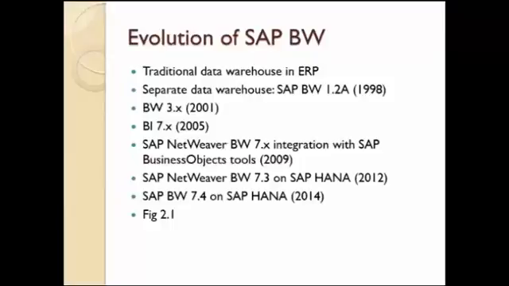And then over the years, BW has gone through different versions. To describe the major developments, BW 3.0 first came out in 2001, and then BI 7.0 first came out in 2005. And then the next major release is in 2009, which was fully integrated with Business Objects tools. And then you have BW 7.3 running on top of SAP HANA in 2012. And then 2014, the latest version is BW 7.4. And all those developments are summarized in Figure 2.1 of the book.